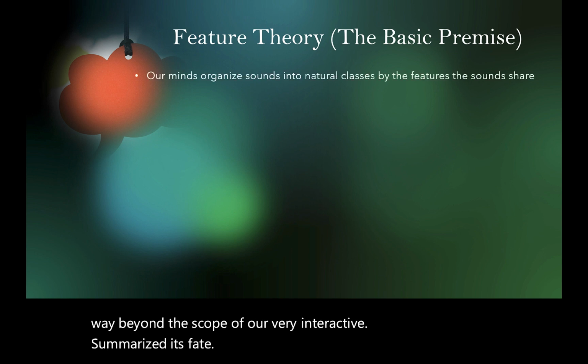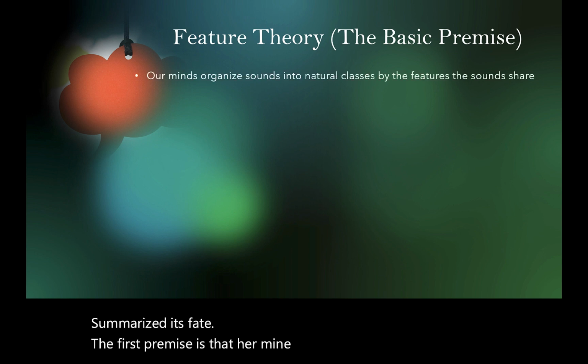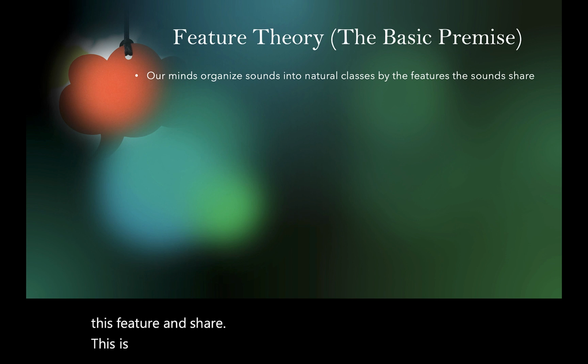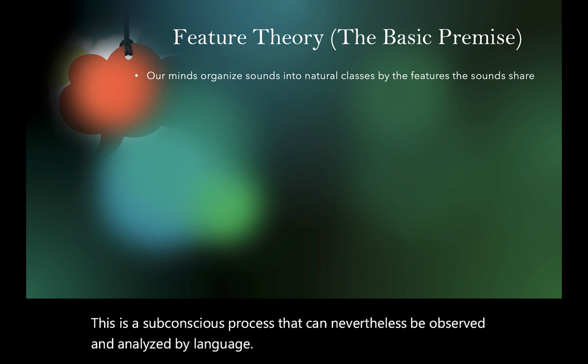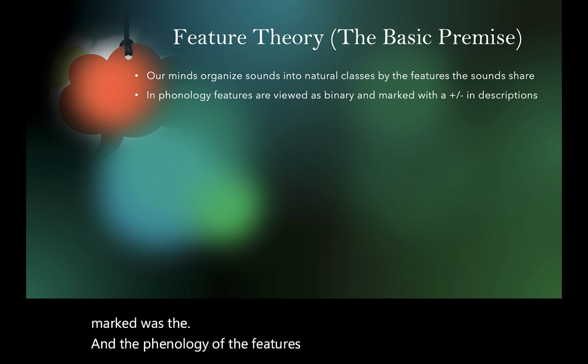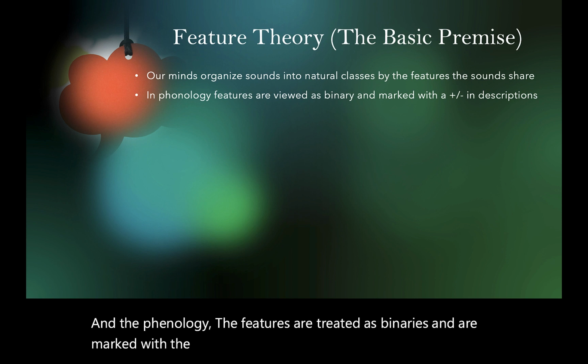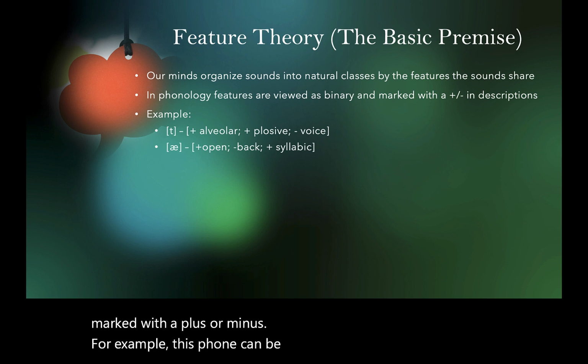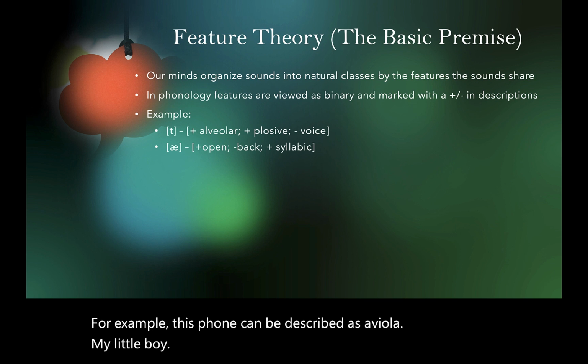The first premise is that our mind groups sounds into categories by the features the sounds share. This is a subconscious process that can, nevertheless, be observed and analyzed by linguists, who can then describe it in precise terms. In phonology, the features are treated as binary and are marked with a plus or minus sign. For example, the phoneme t can be described as plus alveolar, plus plosive, minus voice, and the phoneme a as in apple can be described as plus open, minus back, plus syllabic.